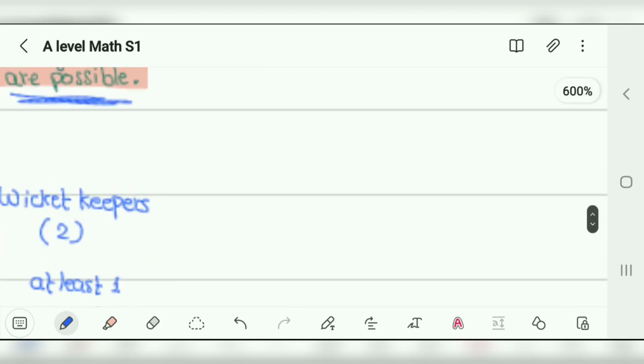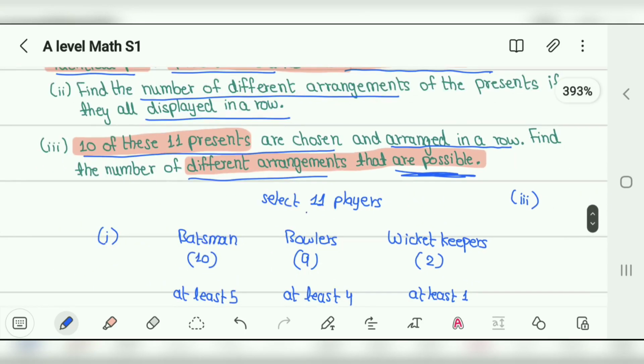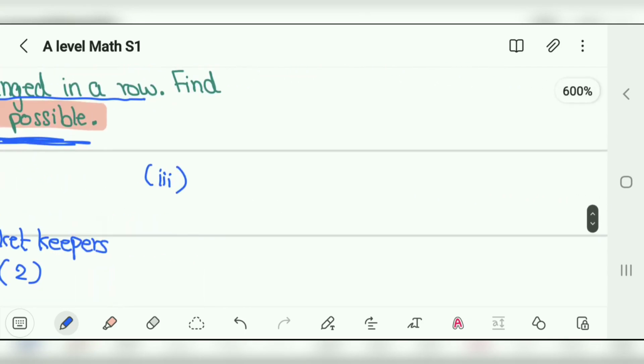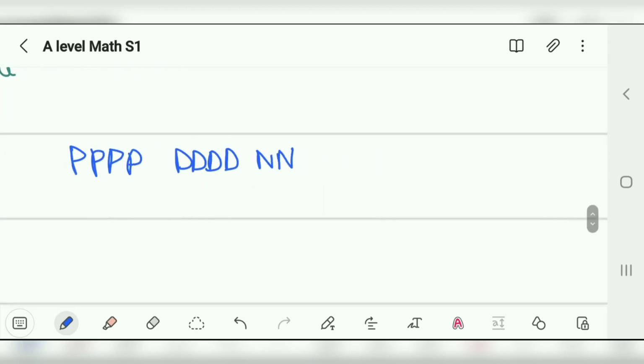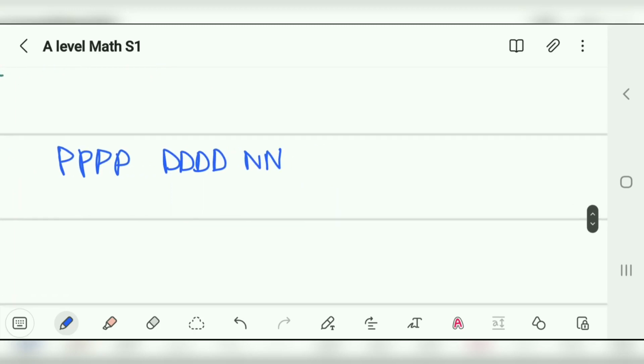Okay, so I think it's pretty easy for us since 10 of these 11 presents are already chosen and arranged in a row. Let's suppose we neglect one pen, and now we need to find the number of arrangements. So it's going to be 10 factorial upon 4 factorial multiplied by 4 factorial multiplied by 2 factorial.